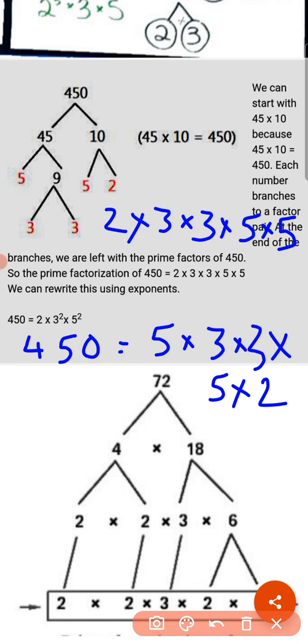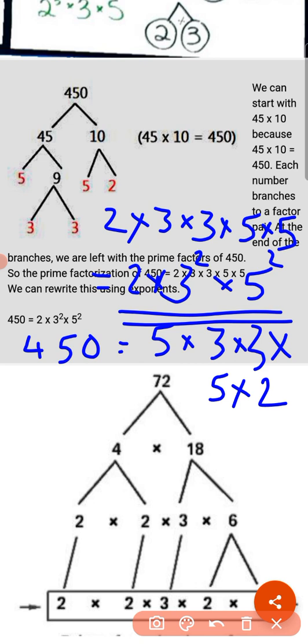Now we can write this as 2 into 3 squared, because 3 times 3, 3 squared, into 5 squared, 5 into 5. Using the indices form, index or power, our final answer is 2 into 3 squared into 5 squared. Why 3 squared, children? Because in our factorization there are 2 threes, 3 multiplied by 3, and 2 fives, 5 multiplied by 5.